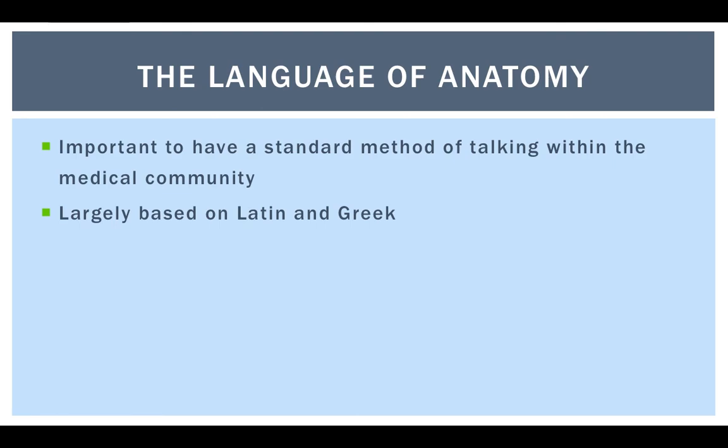It's great too because it's standardized. So if we're using the prefix epi, which comes from Greek, epi means the same thing whether you're talking about the heart or you're talking about a bone. Epi always means the same thing. And so it really helps us to have a standard language that is based on Latin and Greek. And so that's just a little introduction to anatomy and physiology.